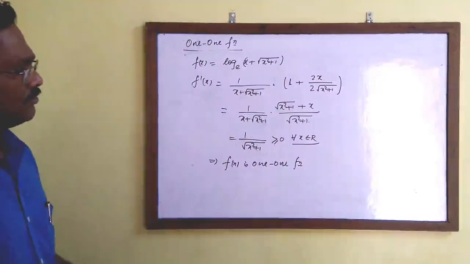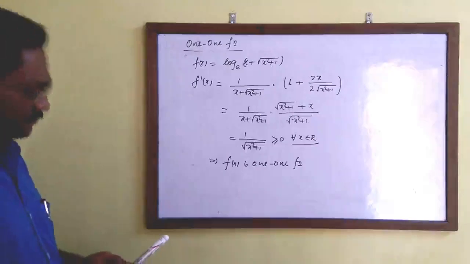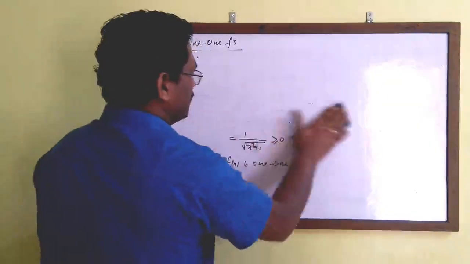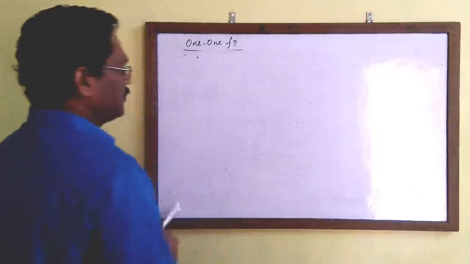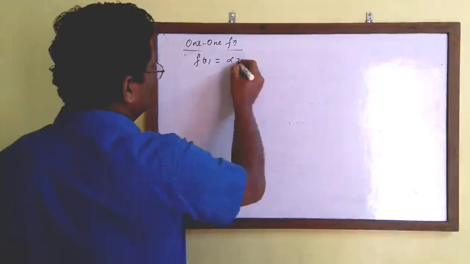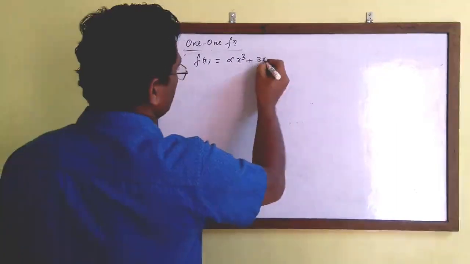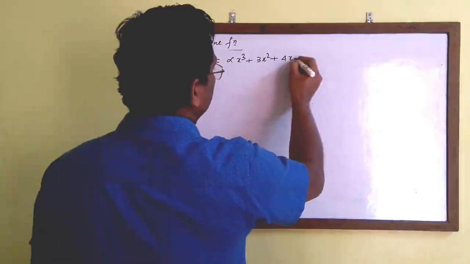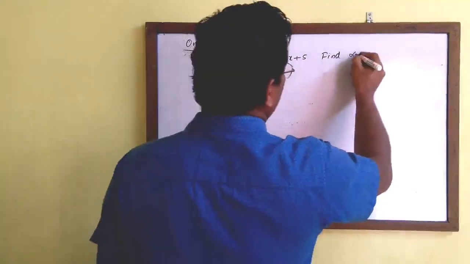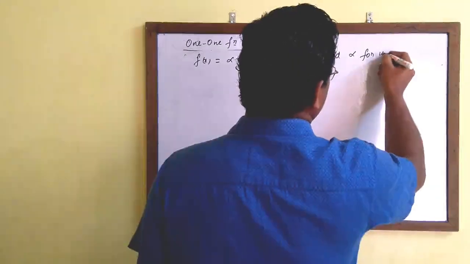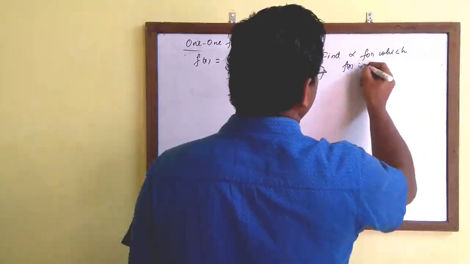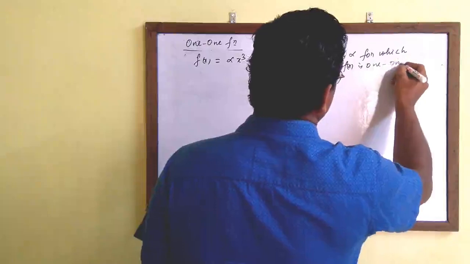So I'll say that f(x) is a 1-1 function. Now let's move on to the next example. Now let us take a cubic. If I am writing f(x) equal to alpha x cubed plus 3x square plus 4x plus 5, I ask you to find alpha for which f(x) is a 1-1 function.